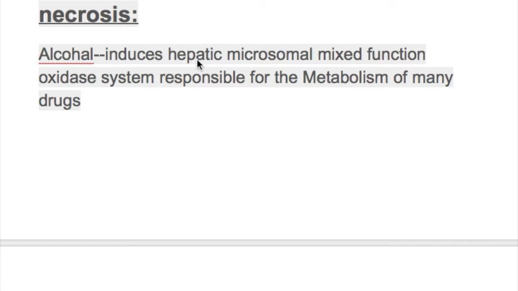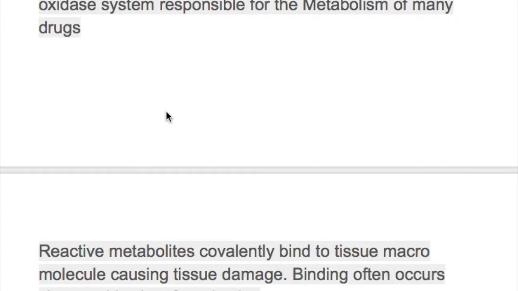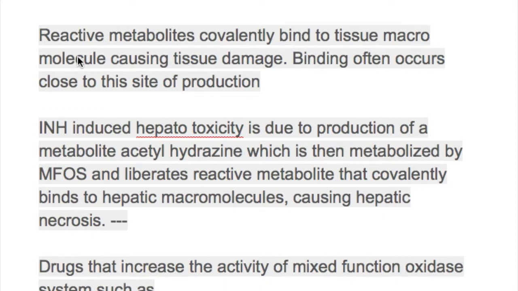How different drugs cause hepatic necrosis. Alcohol induces hepatic microsomal mixed function oxidase cytochrome P2E1 and 3A4. This is present on the smooth endoplasmic reticulum, and this system is responsible for the metabolism of many drugs. The reactive metabolites covalently bind to tissue macromolecules, causing tissue damage, and binding often occurs close to the site of production. That is why liver cells are damaged.